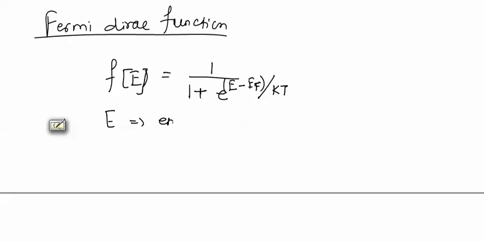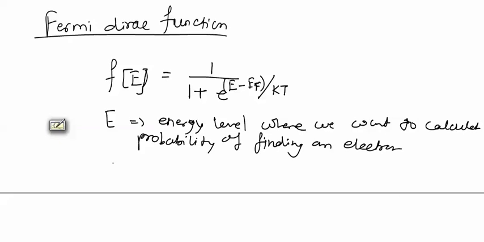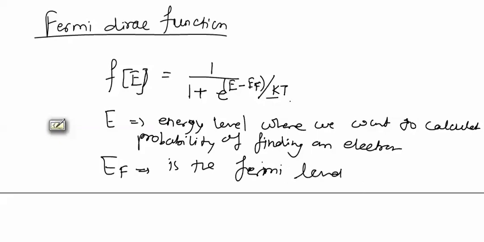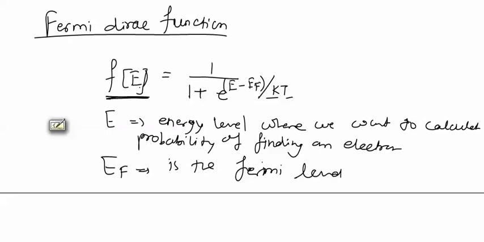E is any energy level where we want to calculate the probability of finding an electron. EF is the Fermi energy level that we have already discussed earlier. K is the Boltzmann constant and T is the temperature in degrees Kelvin. This probability density function gives the probability of finding an electron at any energy level E which is selected.